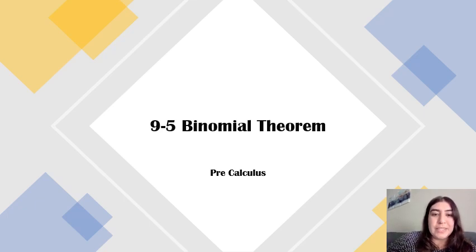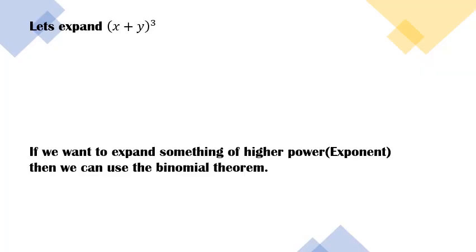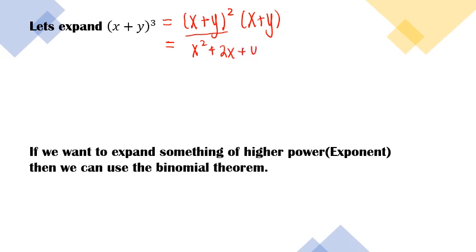All right, hello students. This is 9.5 binomial theorem. Let's go ahead and expand this. I'm going to rewrite it as (x + y)^2 times (x + y), and then expand this first part. That gives us x squared plus 2xy plus y squared, and that's going to be multiplied by x plus y. Then I'm going to use the FOIL method, but you could use the FOIL or box method.